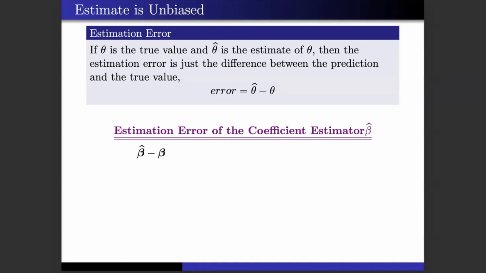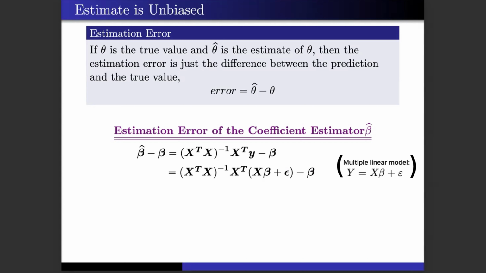So if we try to find the estimation error of the coefficient estimator beta hat, it would be equal to beta hat minus beta. Now if we plug in the value of beta hat, because we have just estimated it using the ordinary least squares estimation method, it would be equal to (X transpose X) whole inverse X transpose Y minus beta. We are dealing with a multiple linear regression model. Therefore, this Y is equal to X beta plus epsilon. We put that Y equals X beta plus epsilon in the equation and this is what we get.